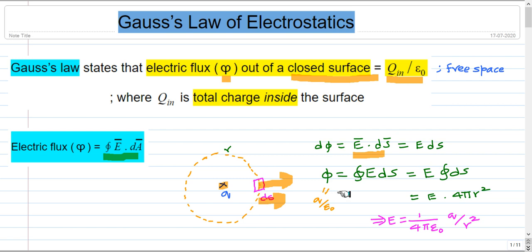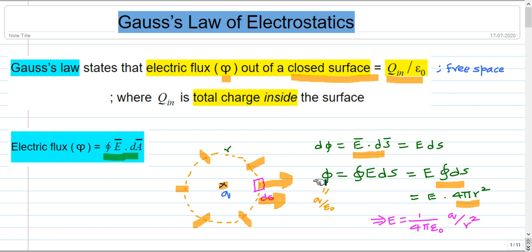To calculate the total flux coming out of this closed surface, we have to integrate this over the entire surface. The magnitude of the electric field at any point on the surface is the same because all the points on the surface are at the same distance r from the point charge. The directions are different, but the magnitude is the same. So the magnitude of the electric field will come out of the integral sign and the integral will reduce to integral dS, which is the total surface area of the spherical surface, which is 4 pi r squared.